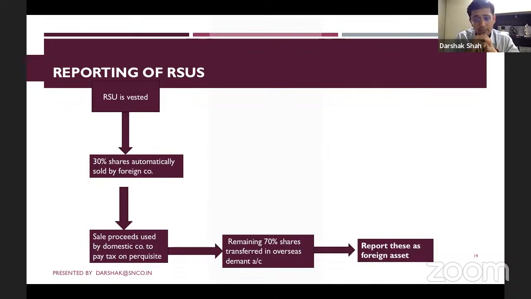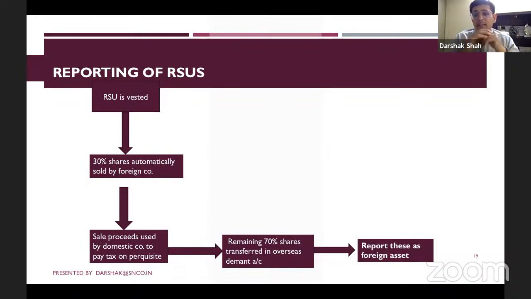Sorry, Indian employees are getting rights against the foreign company. So the Indian company is a subsidiary company. There is a foreign company, and the foreign company is issuing ESOPs to the employees of the Indian company. Right now, the value at which the foreign company is issuing the ESOPs is at a very good value, and therefore when employees want to exercise it, they don't want to sell the shares. They want to hold the shares.